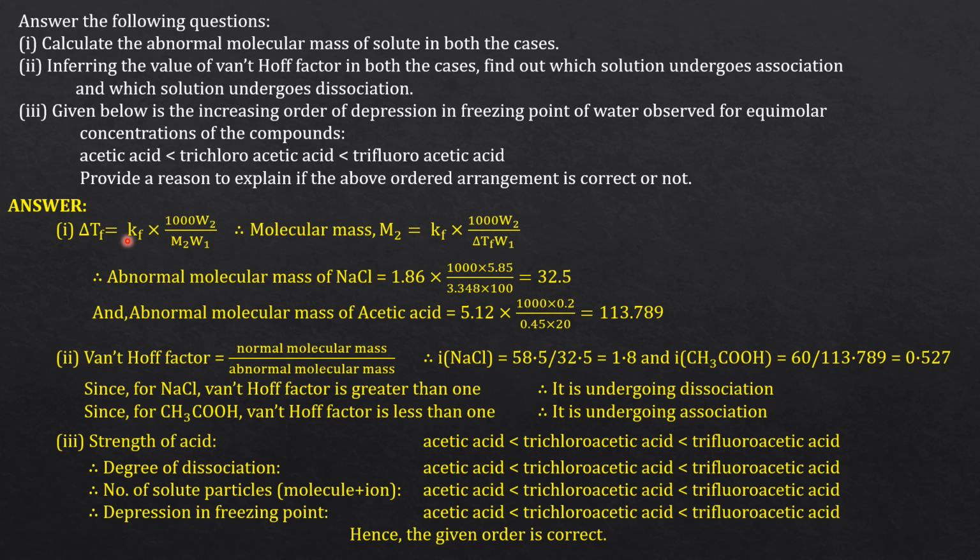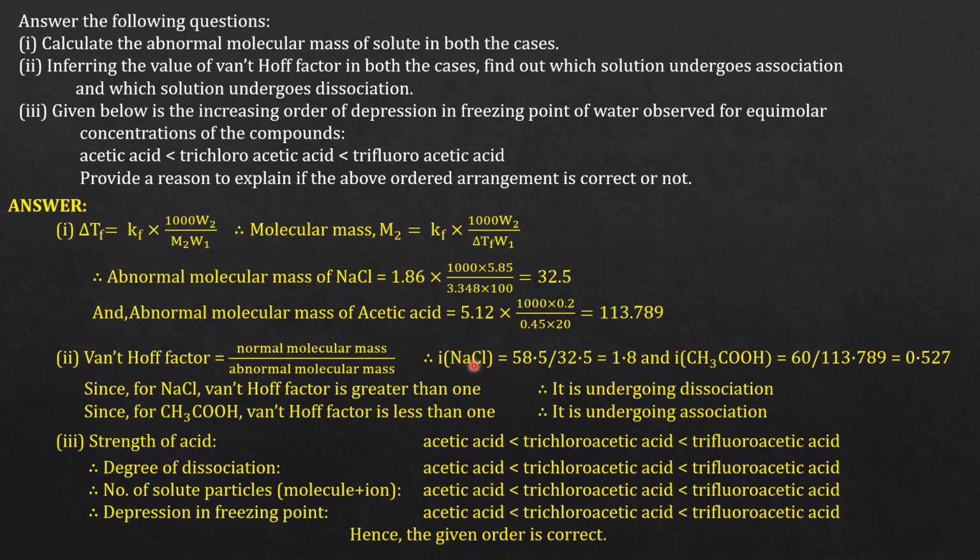So if you put i equals to 1, you will get the abnormal molecular mass, and if you put the correct value of i, you will get the correct molecular mass. So the two abnormal masses will be obtained if you put i equals to 1, that is ideal. In this way you are getting the two abnormal molecular masses. Now the Van't Hoff factor formula is normal molecular mass by abnormal molecular mass. What is normal molecular mass? The molecular mass that you get from the formula.